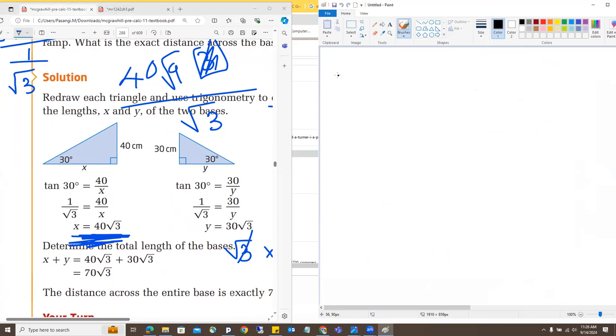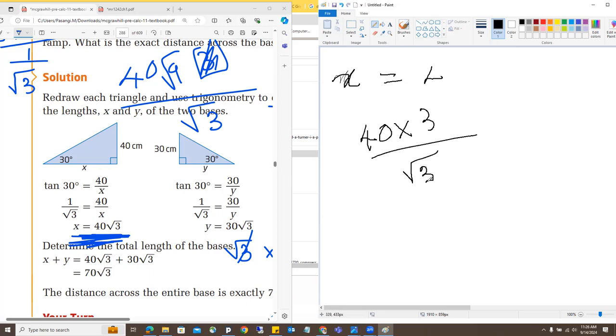So again, here we have x. So what you received was correct: 40 into 3 divided by square root 3. But anyway, we can't solve it like this now. If we are using a calculator, then that's fine. But if I keep the length as this, we can't find out the exact value. This is not the simplest format actually. So how are we going to get the simplest format?